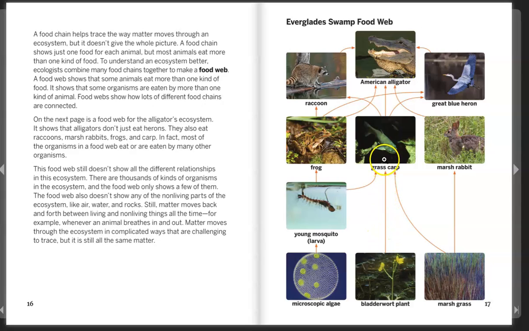Bladderwort plant, grass carp, American alligator. Marsh grass, marsh rabbit, American alligator. If you follow each of these lines, you will follow a different food chain, but put together, they make a food web.